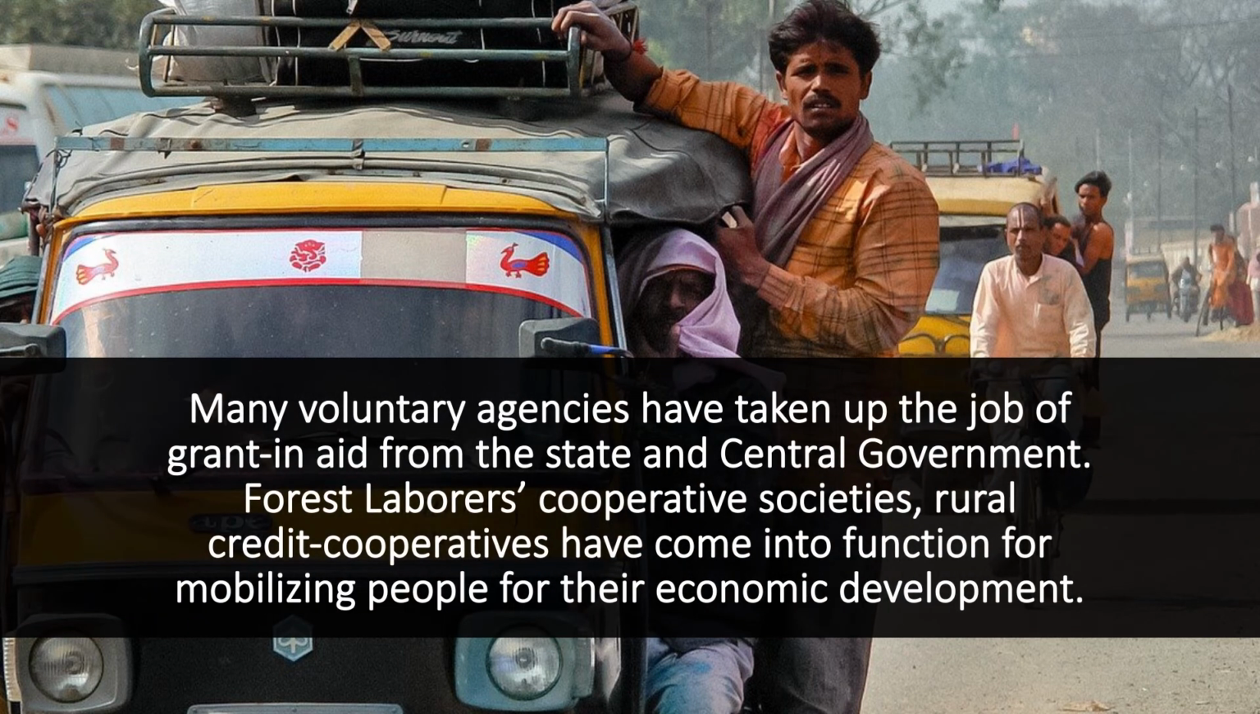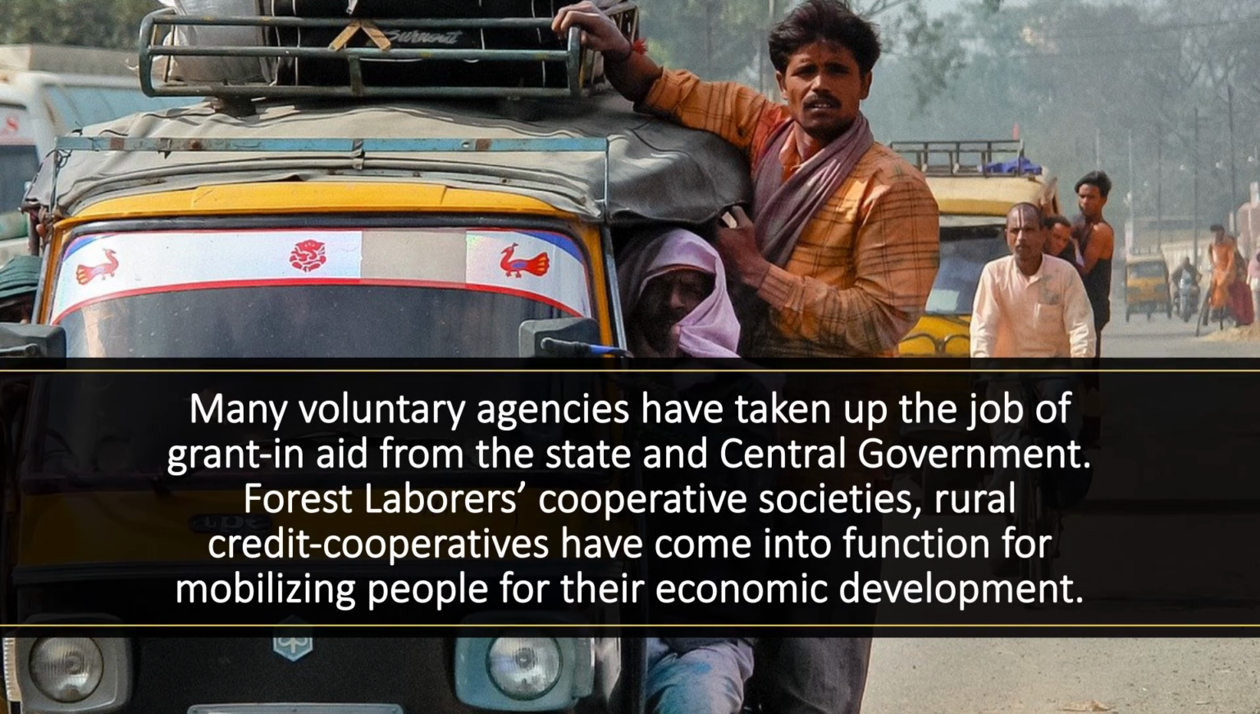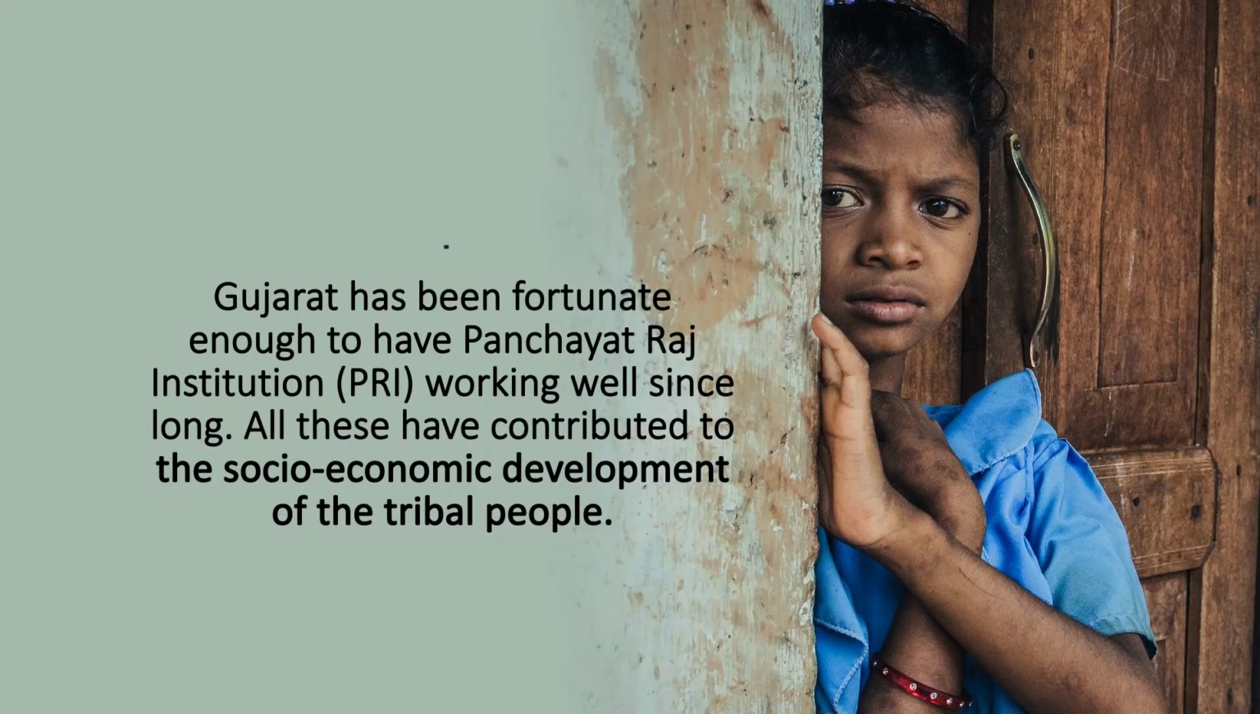Many voluntary agencies have taken up the job of granting aid from the state and central government. Forest laborers' cooperative societies and rural credit cooperatives have come into function for mobilizing people for their economic development. Gujarat has been fortunate enough to have Panchayat Raj institutions working well since long. All these have contributed to the socio-economic development of the tribal people.